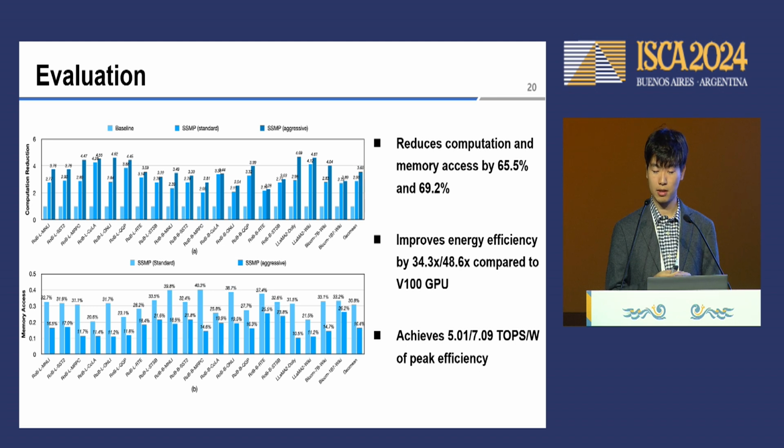With the SNP method and the partial sum reuse, our design saves 65.5% and 69.2% of the computation and memory access efforts. Also, we compare the working energy efficiency of our design and the V100 GPU with different model accuracy degradation tolerance. Our design achieves 34.3 and 48.6 times of varied efficiency improvement, and the peak energy efficiency hits 5.01 and 7.09 TOPS per watt.